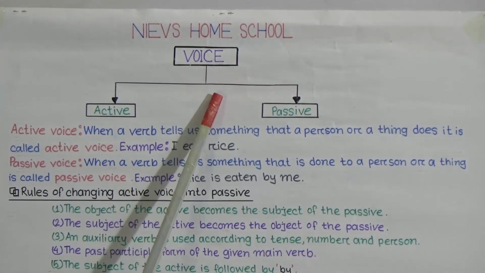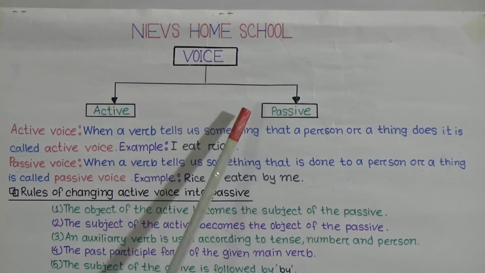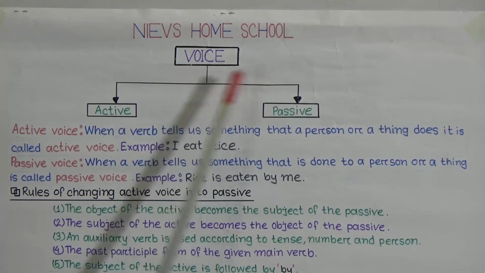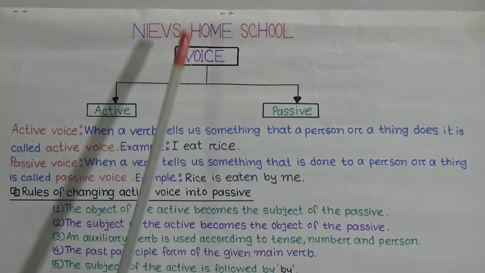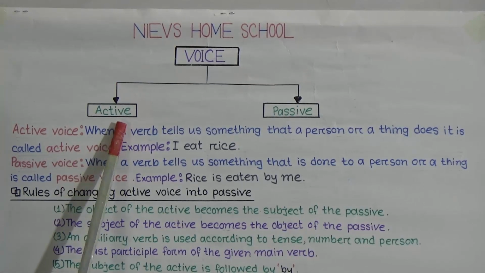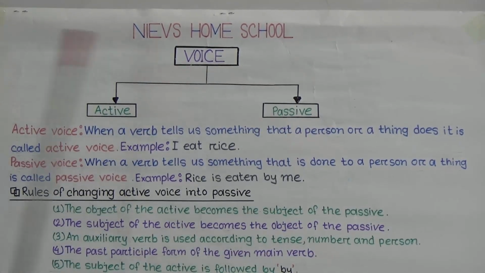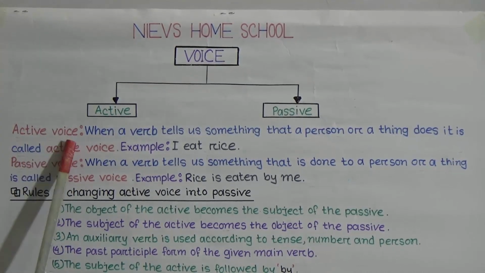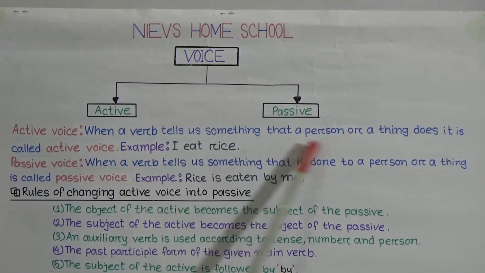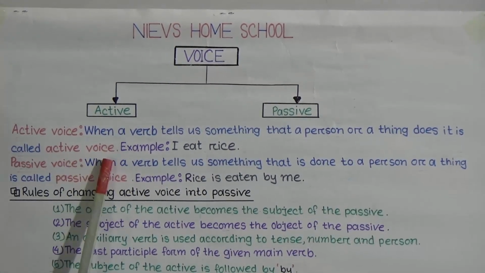Voice is the form of the verb which shows whether the subject does the work or something has been done to it. This is called voice, and we can divide voice into two parts. First one is active voice and second one is passive voice. First we have to know what is active voice.